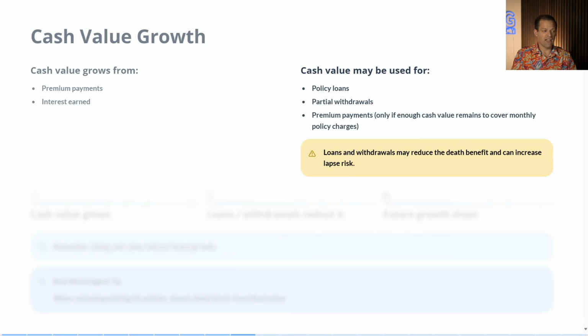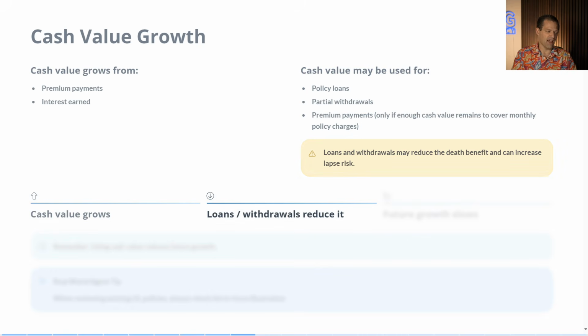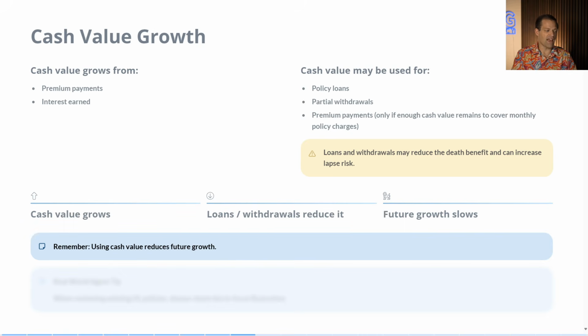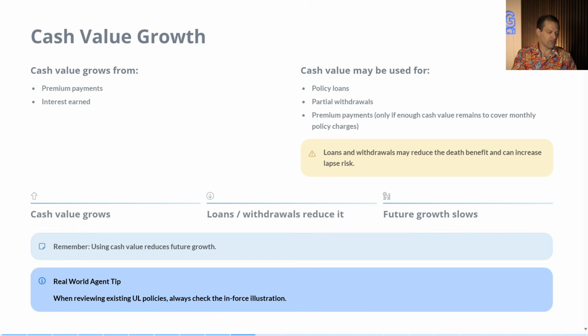Cash value growth. Like whole life insurance, universal life does have cash value. The cash value grows from premium payments and interest earned. And cash value may be used for policy loans, withdrawals, or premium payments as well. Loans and withdrawals may reduce the death benefit and can increase the lapse risk. Keep that in mind. So cash value goes up, loans and withdrawals reduce it, and future growth slows because of that. Remember, using cash value reduces future growth.